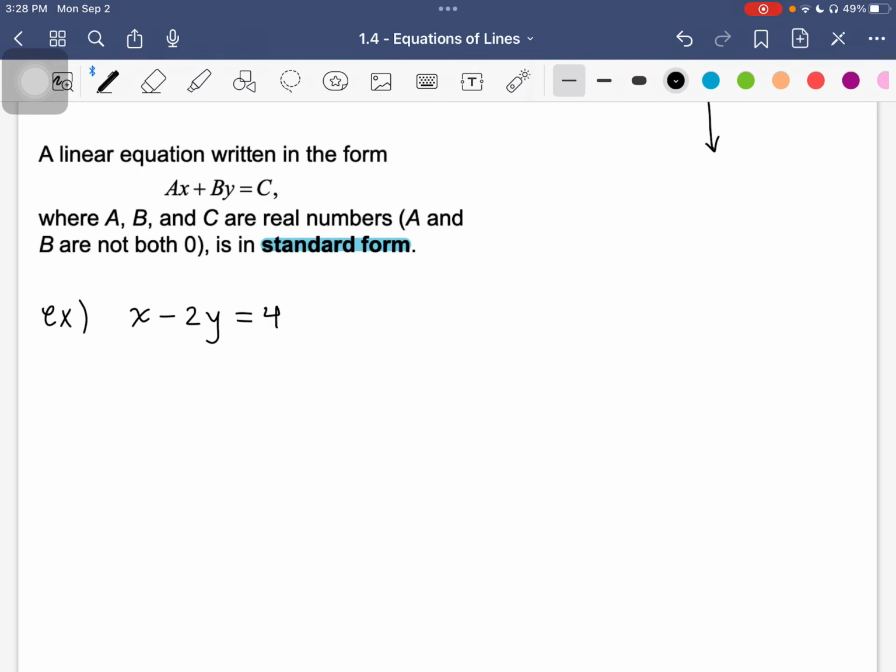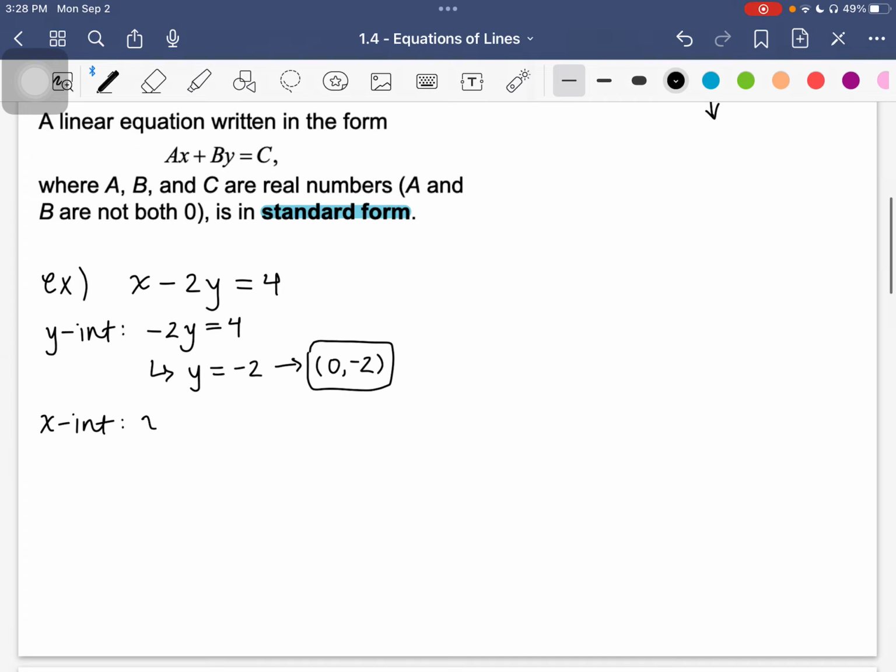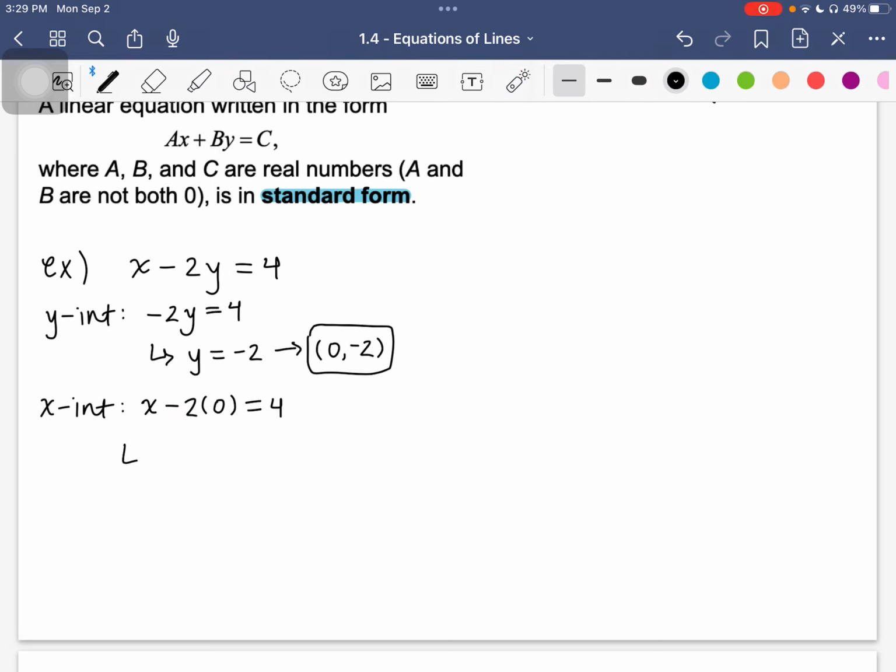So if you remember from the last section, to find the y-intercept, we're going to set x is equal to 0. So we get negative 2y is equal to 4. And then dividing by negative 2 on both sides, we get that y is equal to negative 2. So then our y-intercept is going to be 0, negative 2. Right, then our x-intercept, we find this by setting y is equal to 0. All right, so then this whole term goes to 0 here, so then we just get that x is equal to 4, and so our x-intercept is 4, 0.